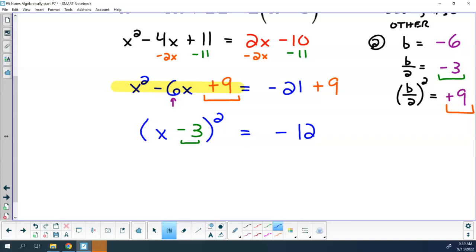Okay. Now we have completed the square. We have created a squared term equals a number. So what we can do here now is square root both sides.